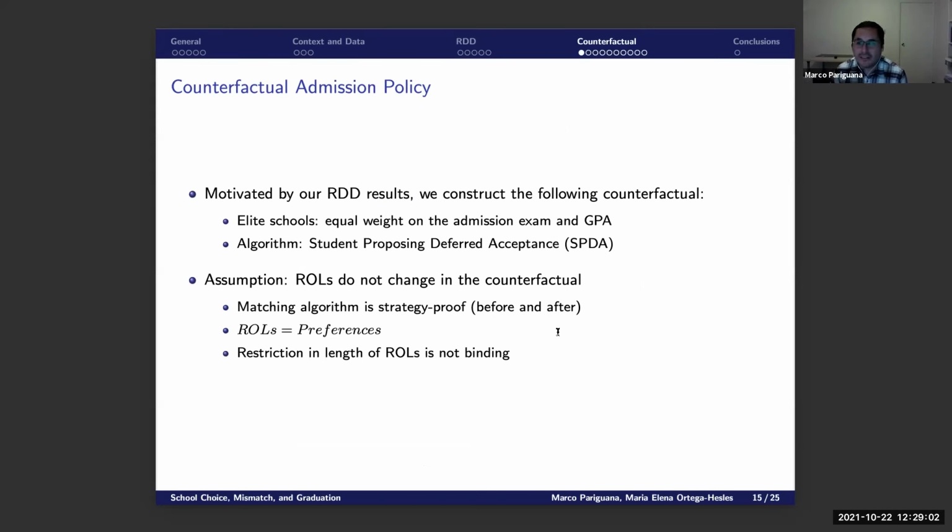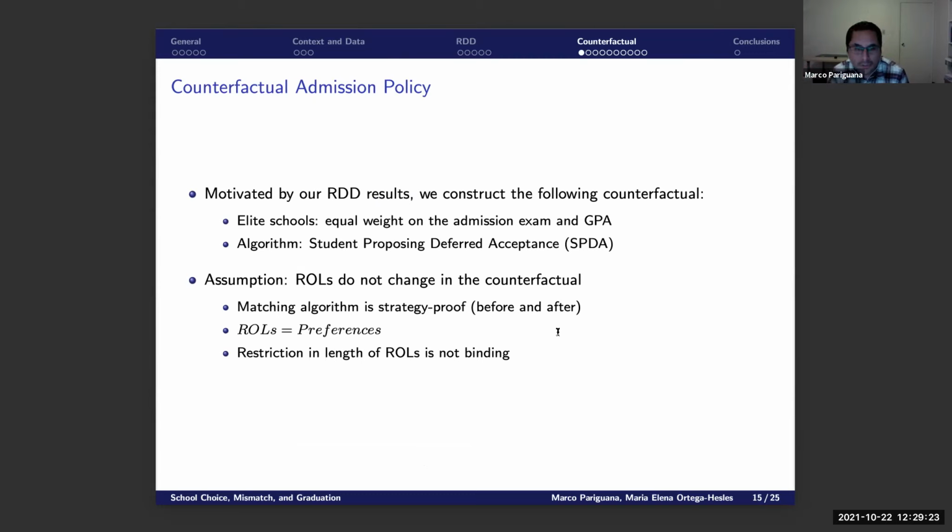So the next thing we're going to do, this is the second part of the paper, is study a counterfactual admission policy. Motivated by our RDD results, we're going to construct the following counterfactual. Elite schools use equal weight on the admission exam score and GPA to create their priorities. The algorithm becomes the student-proposing deferred acceptance, because now different schools have different priorities, so we're no longer in the serial dictatorship case.